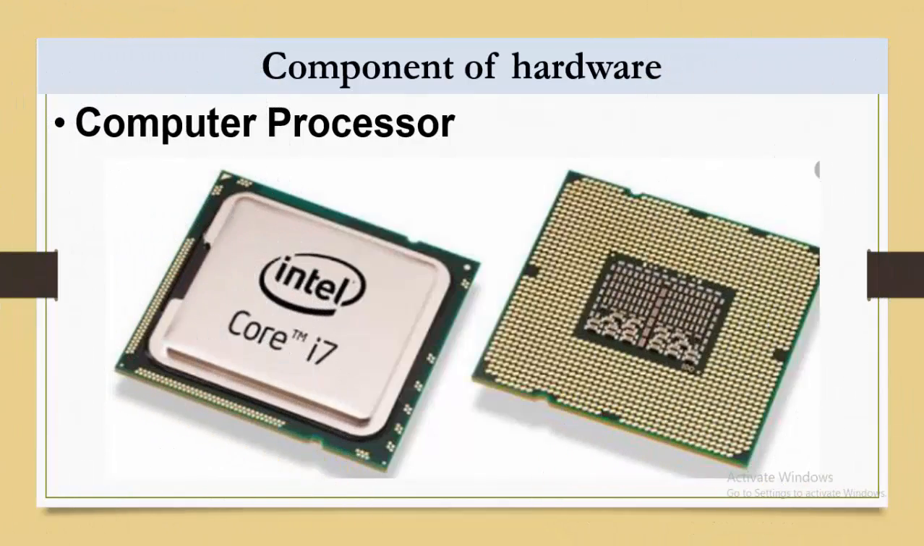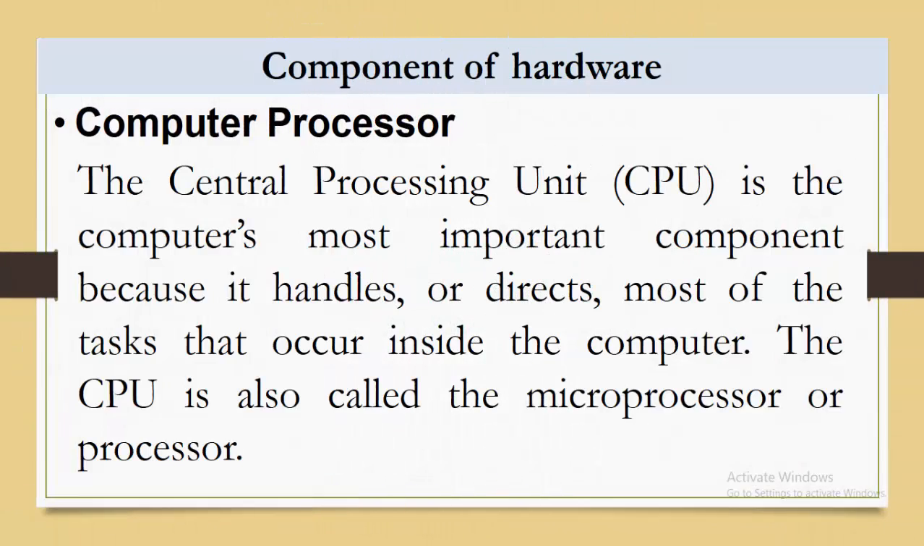Computer processor. The central processing unit, or CPU, as you are seeing in the figure, is the computer's most important component because it handles or directs most of the tasks that occur inside the computer. The CPU is also called the microprocessor or processor. Also, we will explain the computer processor in the next chapter completely and professionally.